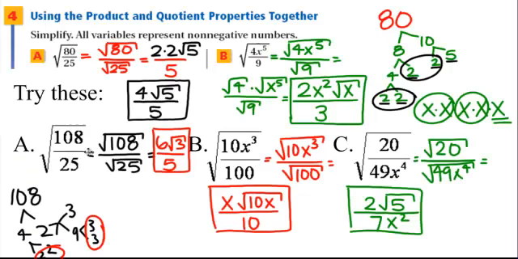The first one should have been 6 times the square root of 3, all divided by 5. Second one, I got x times the square root of 10x divided by 10. And then finally C, I got 2 root 5 on the top divided by 7 times x squared on the bottom. If you did some simplifying in B before you took the square root, you would have ended up with the square root of 10 in the bottom.